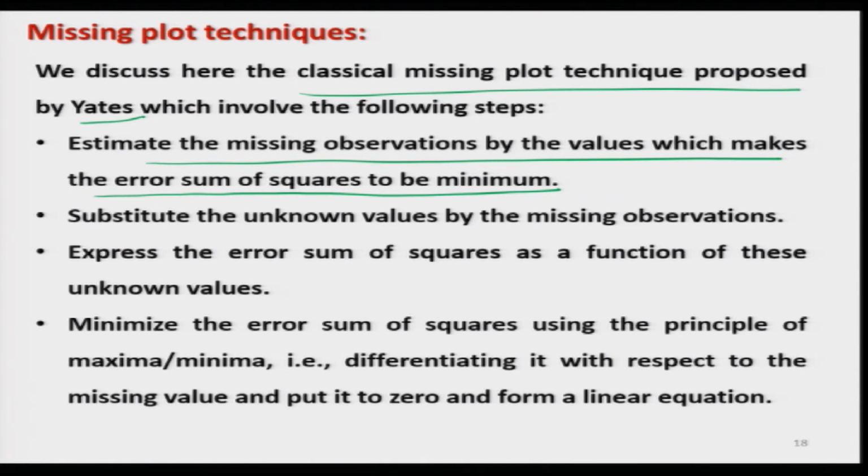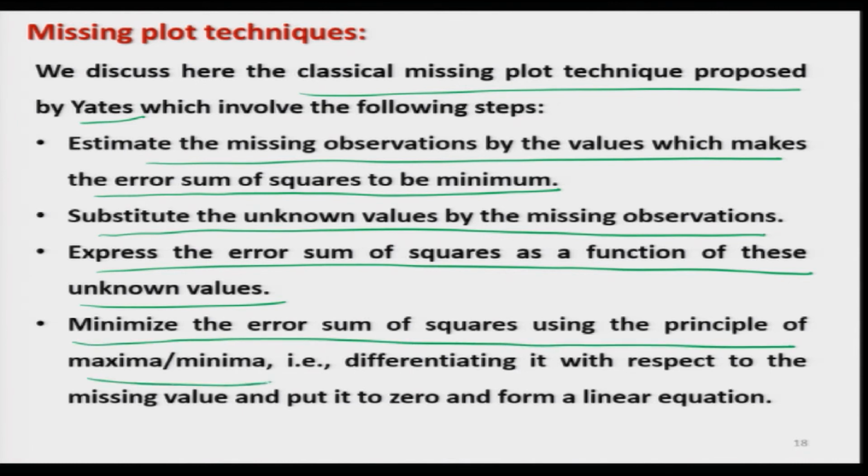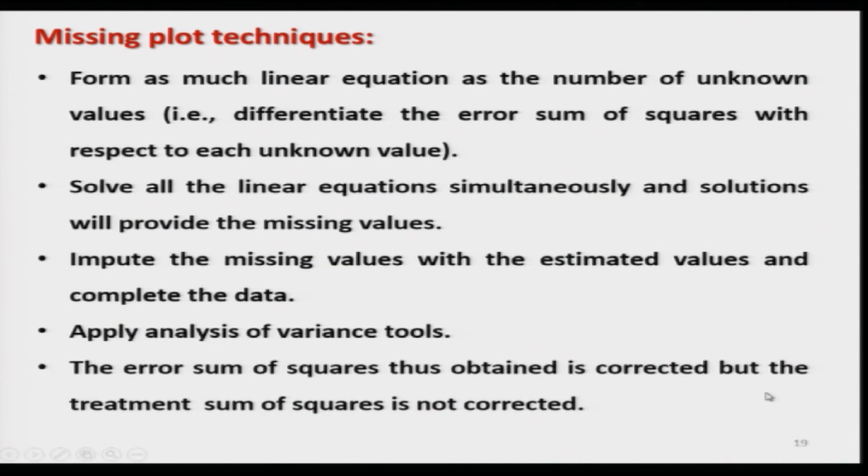Now, once we have obtained the value of the missing data, we substitute the unknown values by those estimated values, and then we express the error sum of squares as a function of these unknown values, right. Then minimize the error sum of squares using the principle of maxima minima, or you can use any other principle. In the case of maxima minima we differentiate the SSE with respect to the missing value, put it equal to 0, get the normal equation, and then form a linear equation, and then you solve those normal equations.